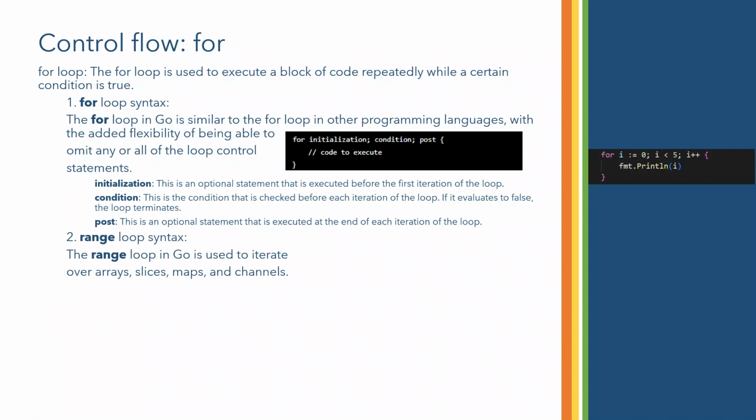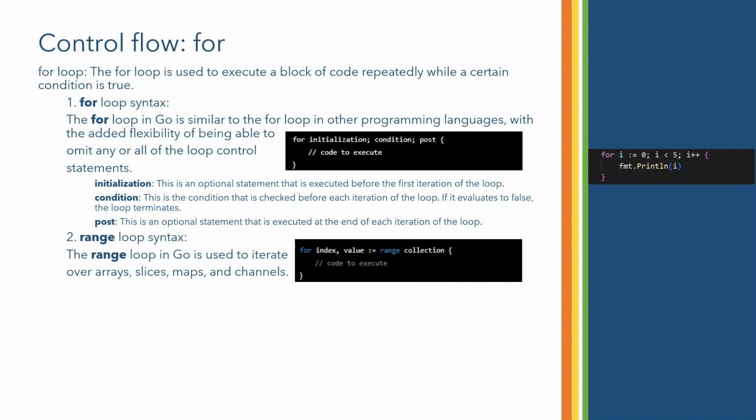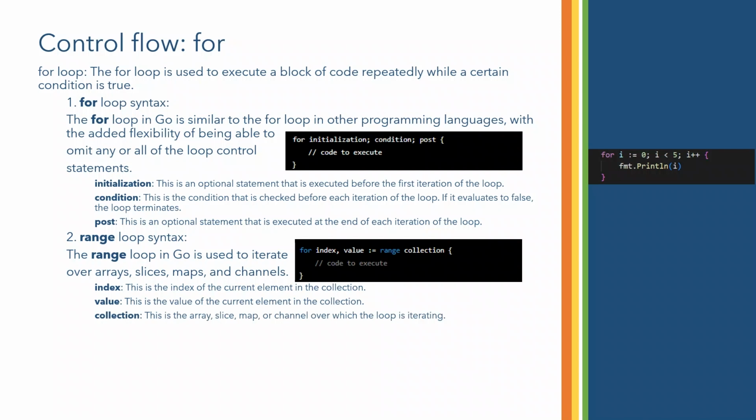And the second kind of iteration or loop in Go is the range loop syntax. The range loop in Go is used to iterate over arrays, slices, maps, and channels. It looks like this: for index, value := range collection, it will start executing. What is index? Index is the index of the current element in the collection. Value is the value of the current element in the collection.